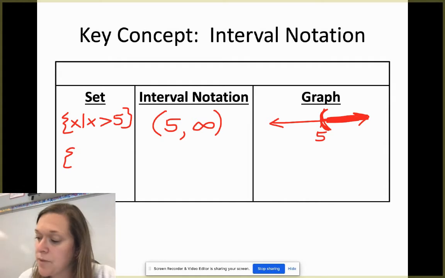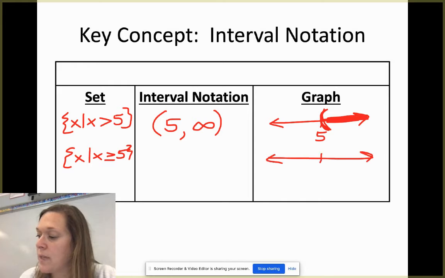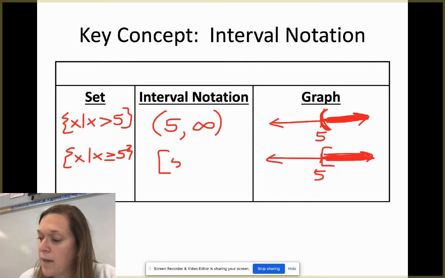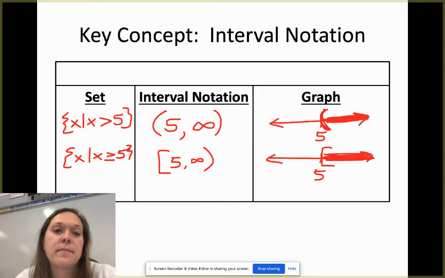So now let's put an equals to down. So the value of x such that x is greater than or equal to 5. So on our graph, we would be at 5, square bracket, shading to the right. Interval notation, square bracket at 5 to infinity, close it.